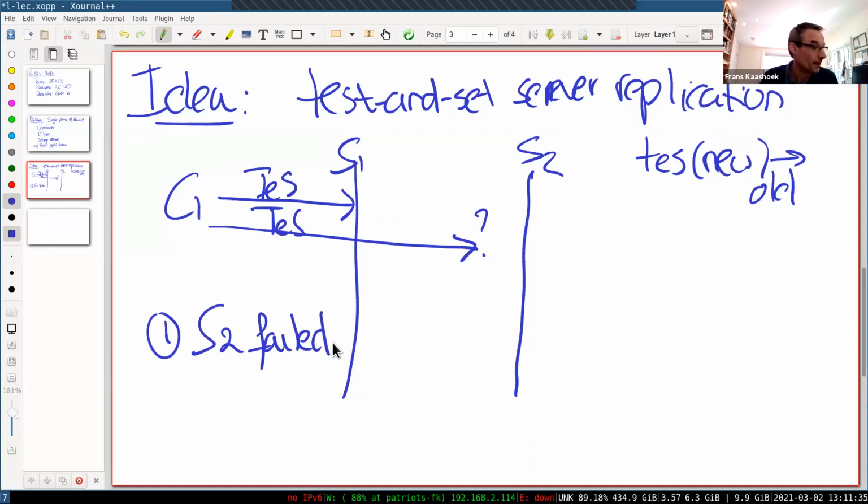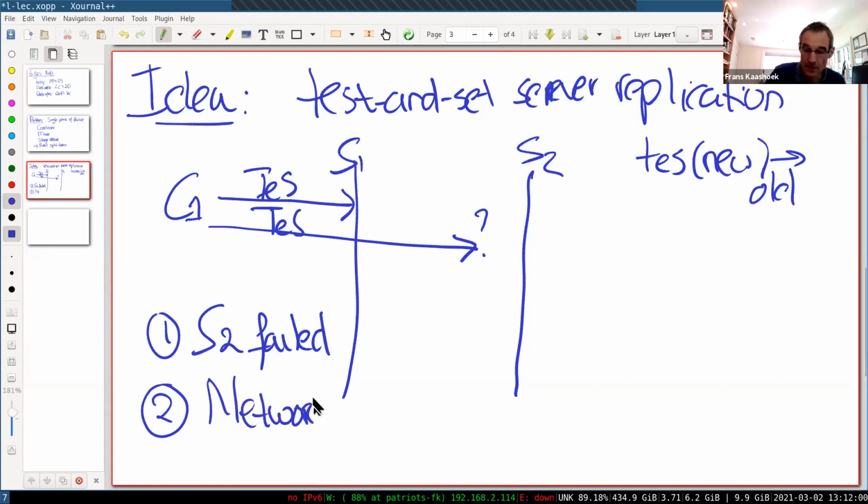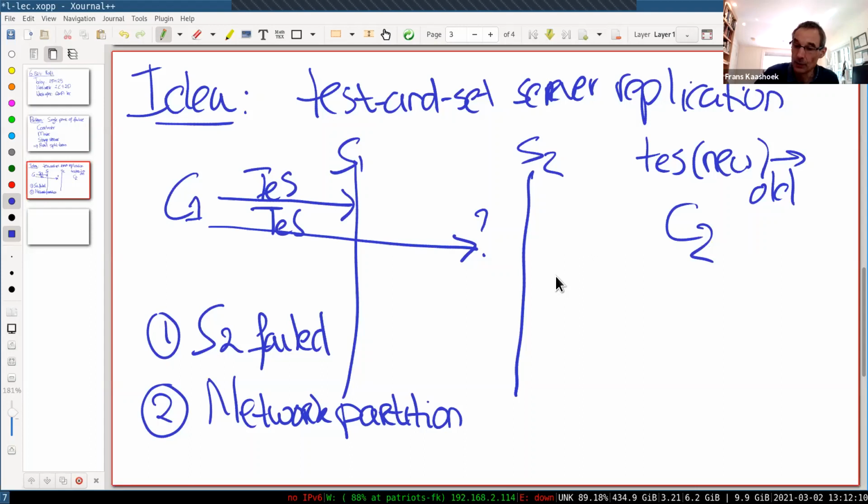And in some cases, in that scenario, really what we'd like is that at that point, C1 just declares victory, since nobody else can actually observe the value at S2, we should be done. We could proceed. But the problem is that there's the second case, and the second case is that there's a network partition between C1 and S2. So in that case, really, C1 cannot proceed because there could be another client, C2, actually communicating with S2.